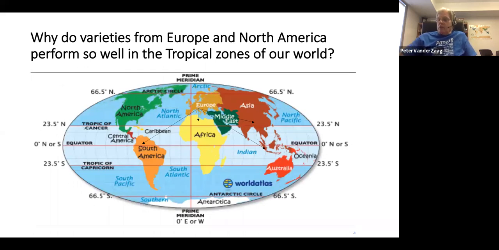So now comes the next question. Why do European varieties and North American varieties do so well in the tropical zones? This is just a picture showing arrows from Europe, from the Netherlands and UK and France and Germany, of varieties that have moved to different parts of the tropical area of the world, and they've done very, very well.